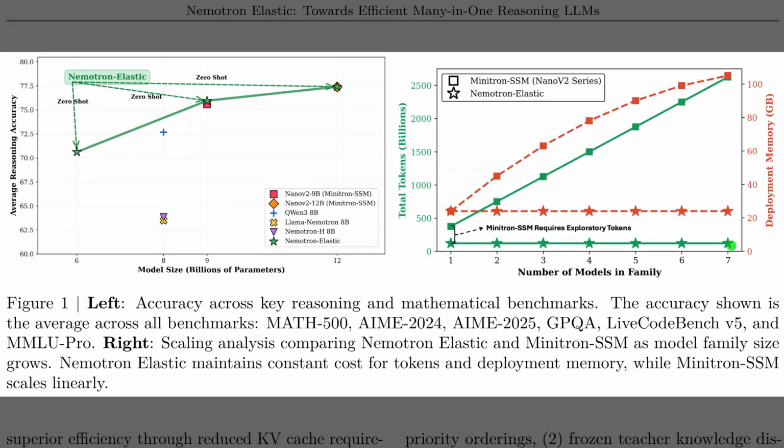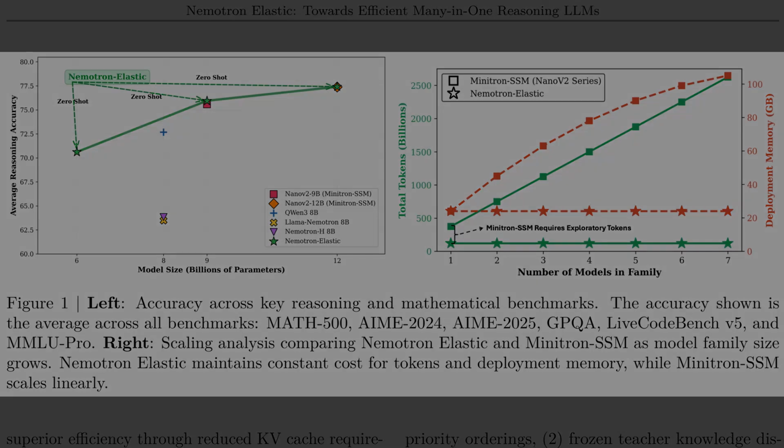So after that overview, Figure 1 puts numbers on the promise of Nemotron Elastic. The left panel shows that the nested 6, 9, and 12 billion parameter variants all reach strong average reasoning accuracy, matching or beating other 8 to 12 billion parameter baselines, even when used zero-shot. The right panel compares scaling costs, and it shows that token usage and deployment memory remain almost flat as more elastic submodels are added, whereas the traditional Minitron series grows roughly linearly with family size.